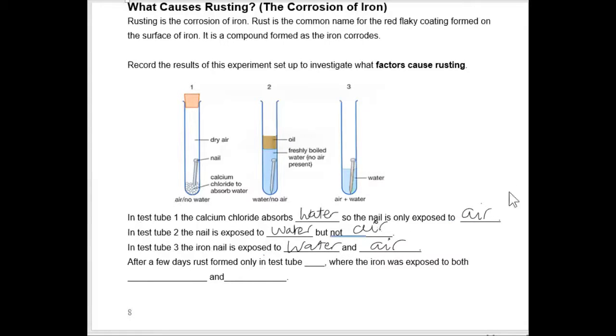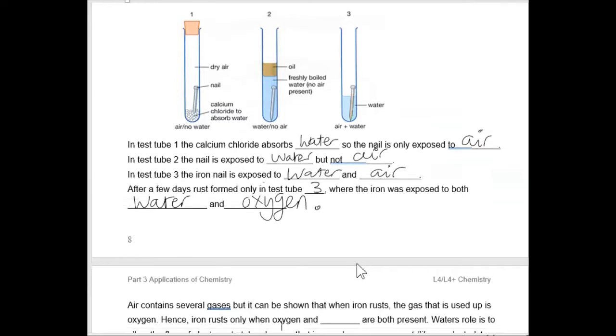Now, of course, the part of air which is important in rusting is the reactive part of air, which is, in this situation, oxygen. So really, for iron to rust, you need water and oxygen. After a few days, rust formed only in test tube 3, where the iron was exposed to both water and oxygen. I'm going to put oxygen there. You may have put the word air there, that's fine, but I'm putting oxygen because I want to make sure I hammer that message home.